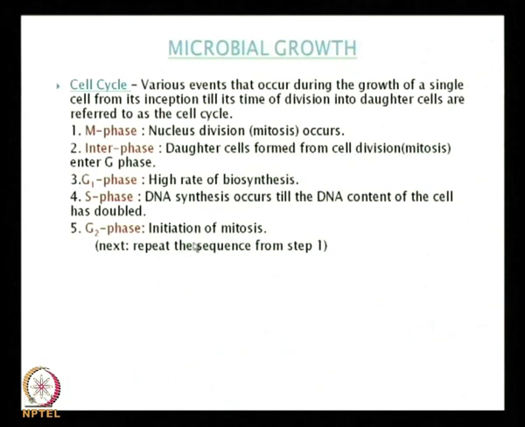So, what happens in the G2 phase is, you are at number 5. From here it goes back again to number 1. So, this is a cell cycle, and that is why it is called a cycle. So, you start with the M phase where nucleus division or mitosis occurs, followed by the interphase where the daughter cells are formed from cell division, and it enters the growth phase. The growth phase has the high rate of biosynthesis, G1, then the S phase, which is the DNA synthesis, and then the G2 again, which is the initiation of the mitosis, and it goes back to the M phase. So, this is the entire cell cycle.